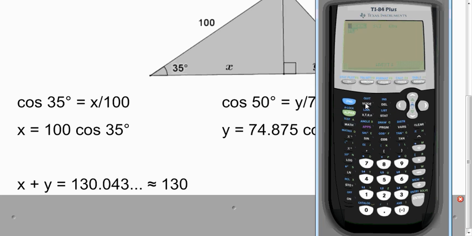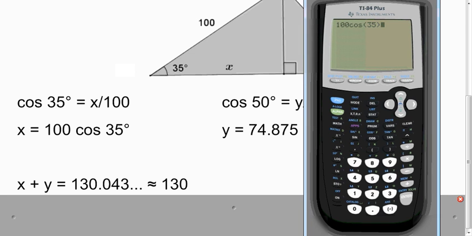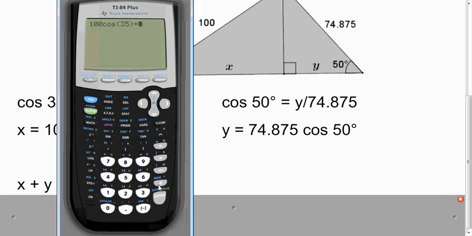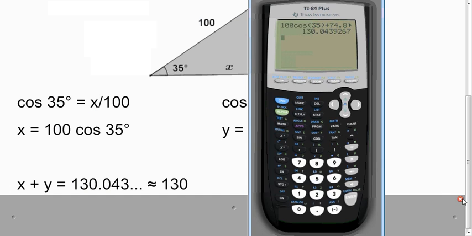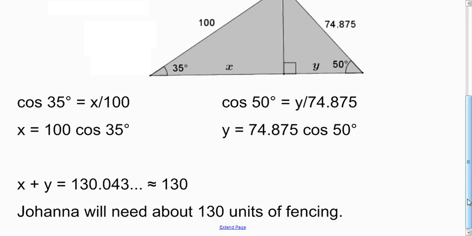So put this in the calculator, making sure you are in degree mode first. And let's see, x is 100 times the cosine of 35. Closing your parentheses is important, right? If you don't, it's not going to do the correct order of operations. Plus 74.875 cosine of 50. And we get our expected answer. So she will need about 130 units of fencing. If it's meters, it'll be meters, feet, etc.